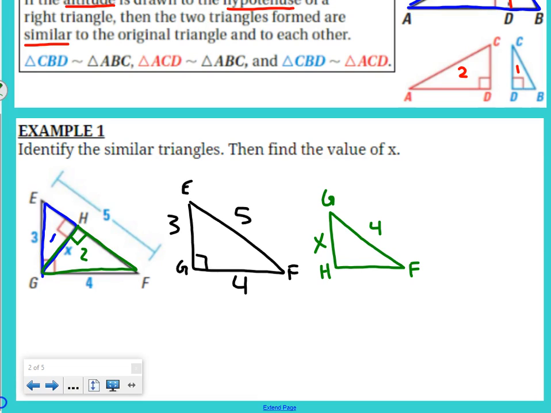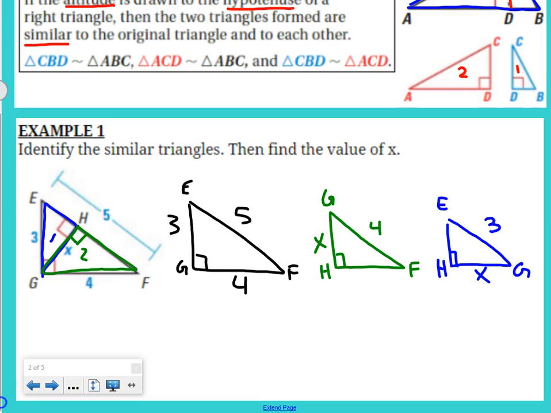And then triangle 1, the little triangle in blue. Again, we have to make sure we orient it properly, so it's going to be E, H, G, with our right angle there. We know the hypotenuse is 3. The long leg is x, and we don't know the shorter leg.